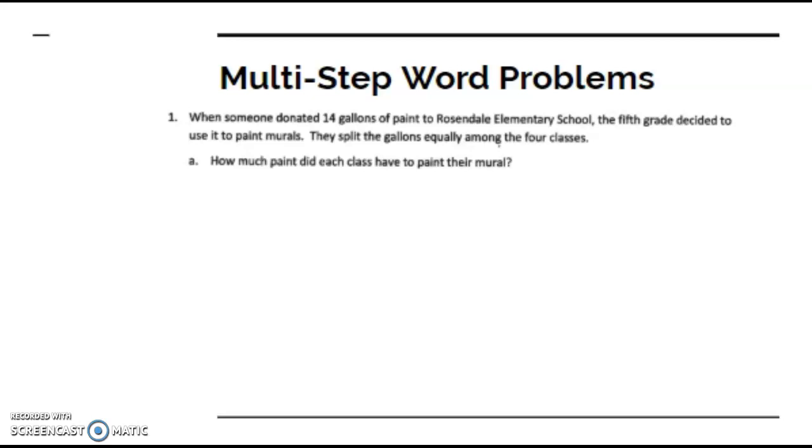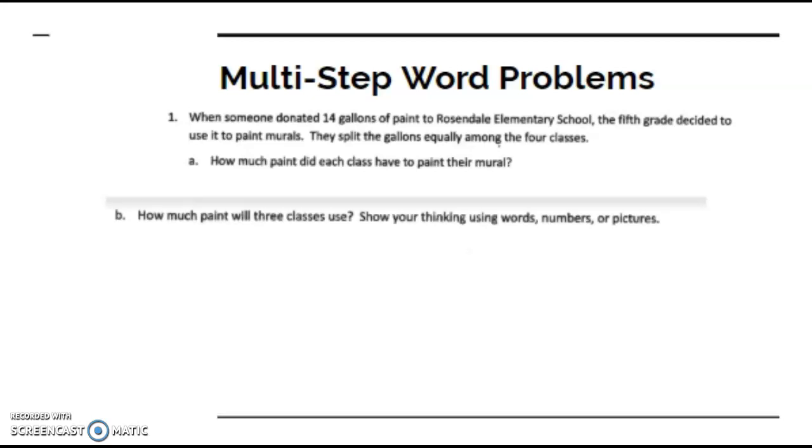So this one says, when someone donated 14 gallons of paint to Rosedale Elementary School, the 5th grade decided to use it to paint murals. They split the gallons equally among the 4 classes. So there are 4 classes at this elementary school. How much paint did each class have to paint their mural? How much paint will 3 classes use? Show your thinking using words, numbers, or pictures.